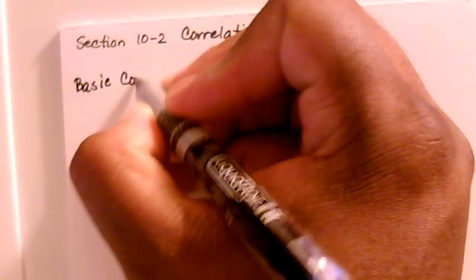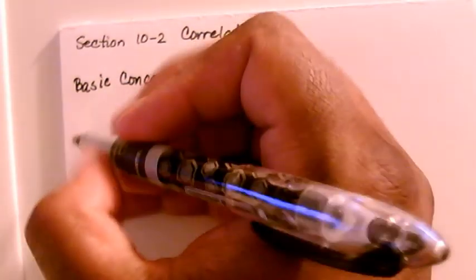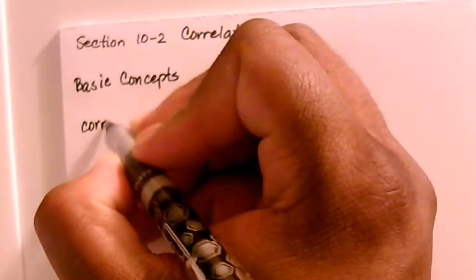Okay, in this video we're going to be talking about correlation. We're going to be looking at the relationship between paired data values, and they're going to be quantitative data values. In this case, let's start off with some of the basic concepts, and we'll give you a definition of what correlation is to begin with.